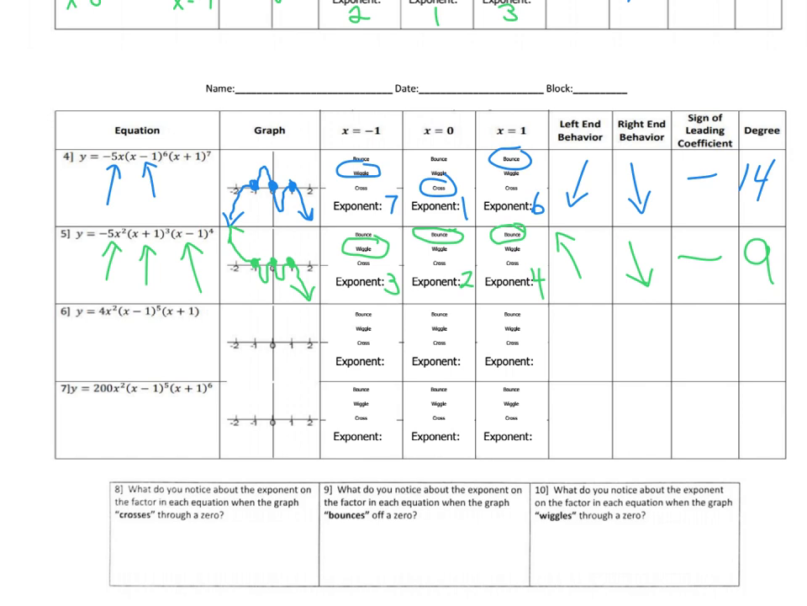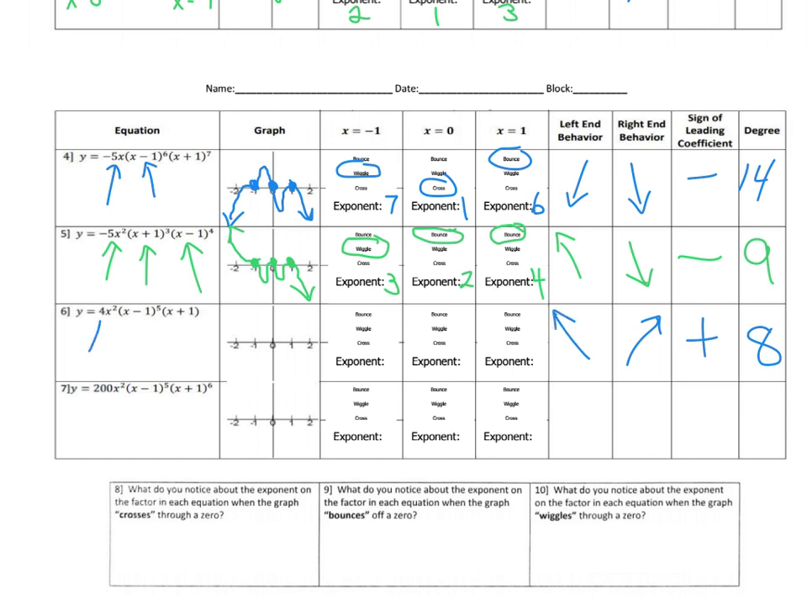Number 6, let's go ahead and start with the degree again. We have 4x squared, x minus 1 to the 5th, and x plus 1. So we have a 2, a 5, and then that hidden 1 makes 8. So our degree is 8. And our leading coefficient is positive. So our end behavior for an even positive polynomial is up on both sides.